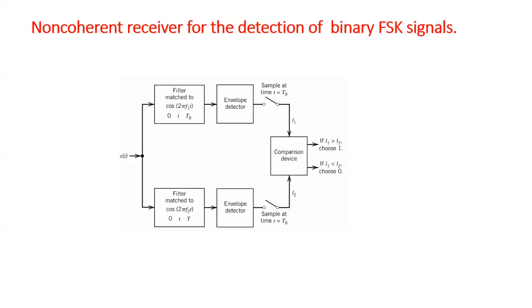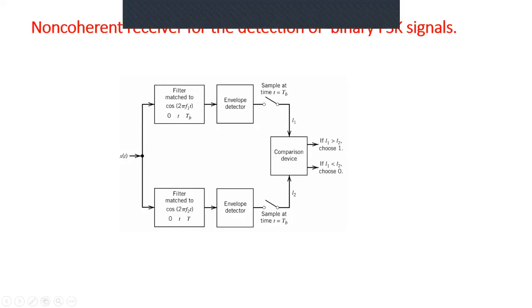Here I don't use a correlator, which requires the carrier to be used, and I would need to synchronize the phase of that carrier with respect to the transmitter. So that is avoided here by using the matched filter. This is how it works. I hope this diagram is clear. I think you could note down this diagram.